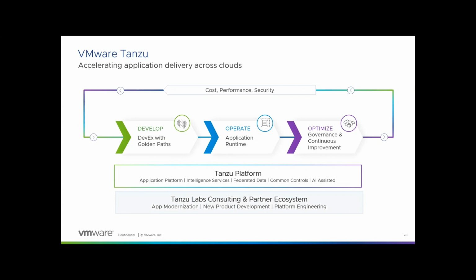So the Tanzu platform covers the entire software delivery lifecycle, starting with develop, with intrinsic, secure, curated golden paths and app accelerator. Then operate, which gives you the ability to deploy and manage these apps at scale and to optimize the cost, the performance, and the security of your environment.